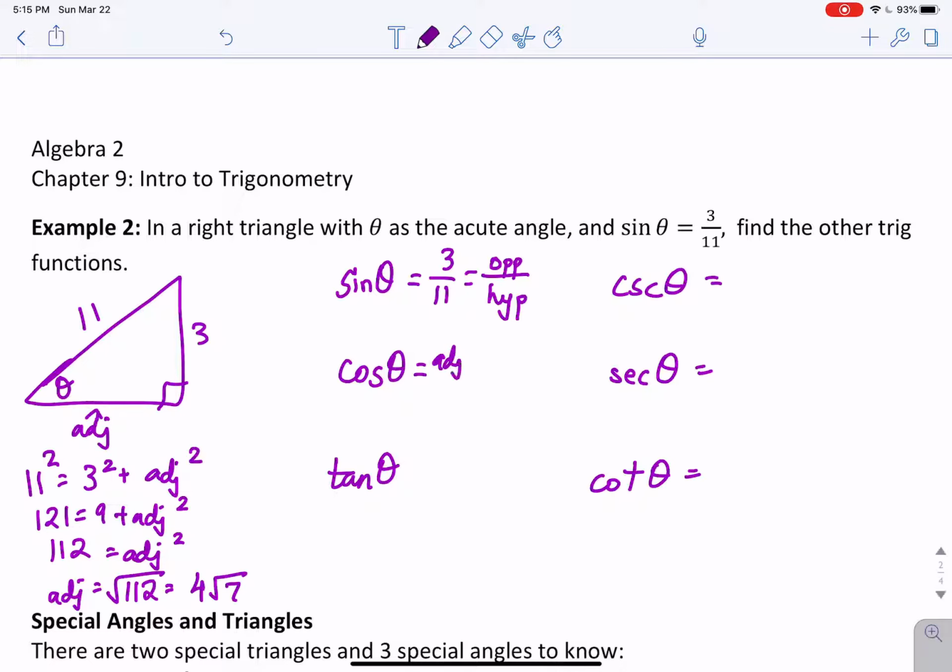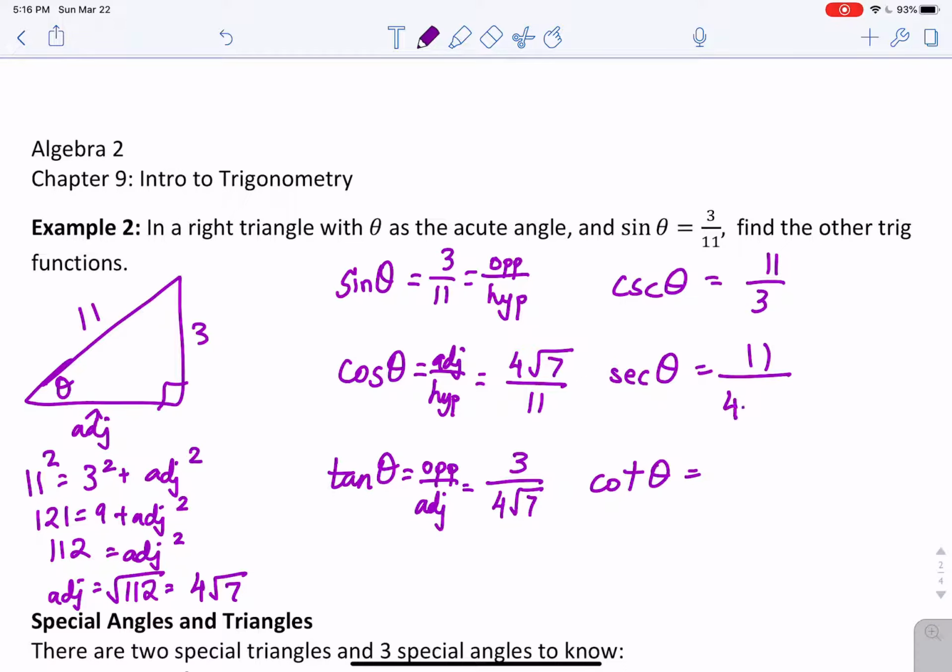Cosine is adjacent over hypotenuse, so that's 4 root 7 over 11. Tangent is opposite over adjacent, so that's 3 over 4 root 7. Cosecant is the reciprocal of sine, so that's 11 over 3. Secant is the reciprocal of cosine, so 11 over 4 root 7. And cotangent is the reciprocal of tangent, so 4 root 7 over 3.